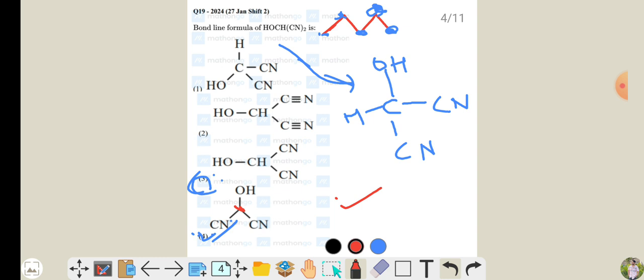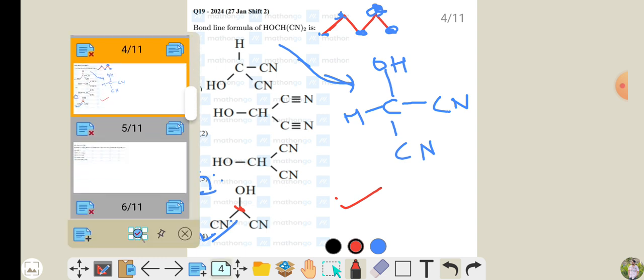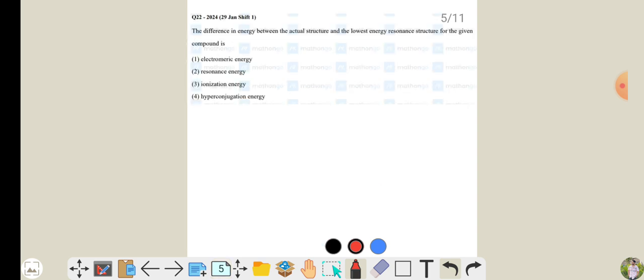See, the questions are very simple, you just have to look once, that's it. So let's move to the next question. So simple question, read the question. They are asking the difference in energy between the actual structure and the lowest energy structure of resonating structures is known as what? The name itself is speaking, right? Resonating structure. So what is the meaning of that?